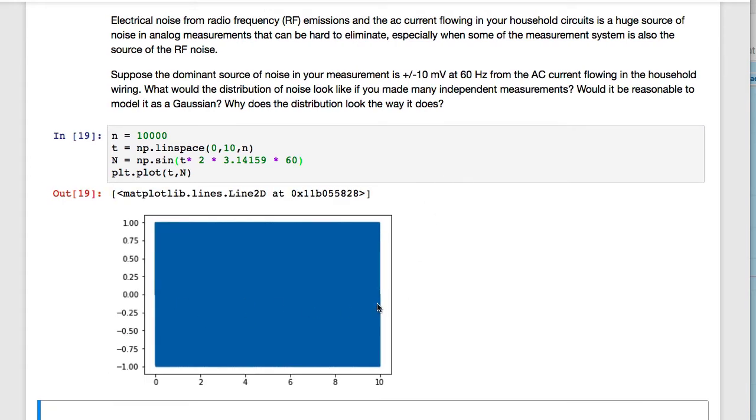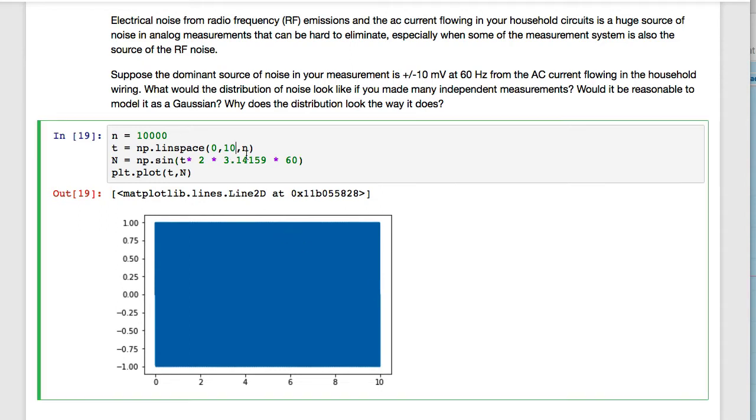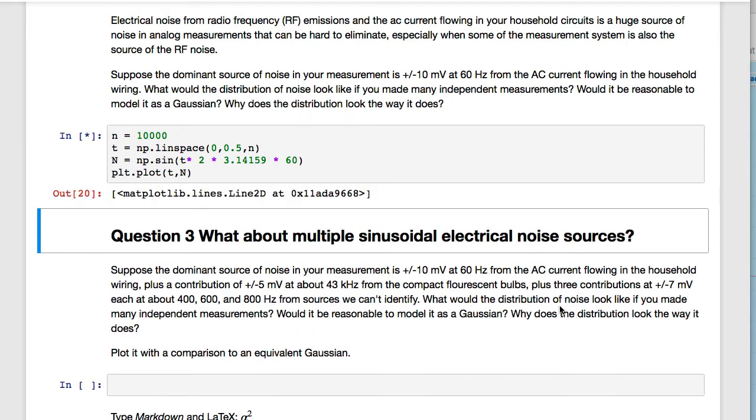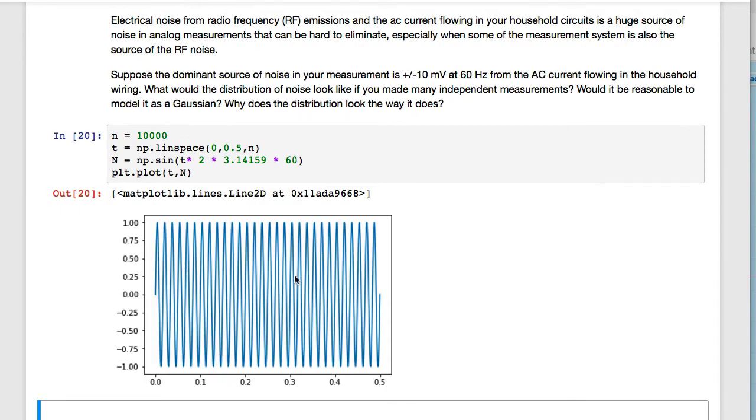And it's going up and down really, really fast. So let's just go from 0 to 0.5 here. Maybe we can see what's going on. Okay, yeah, I believe that's going up and down 60 times a second. So that makes some sense to me. So I've generated some noise. It's really well organized noise. It's coming from AC line voltage.